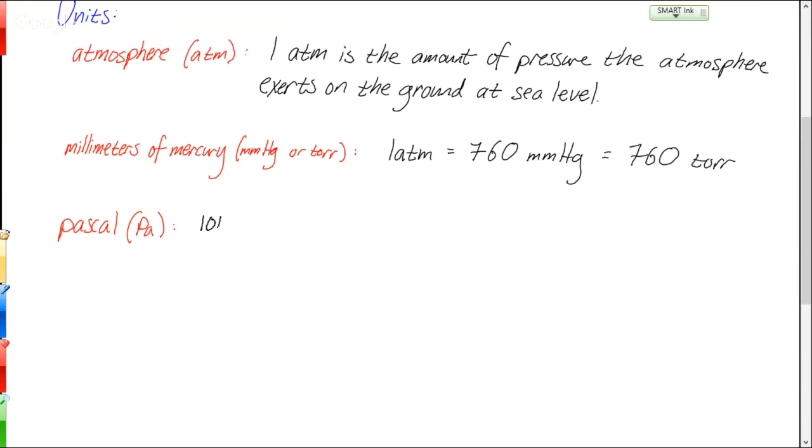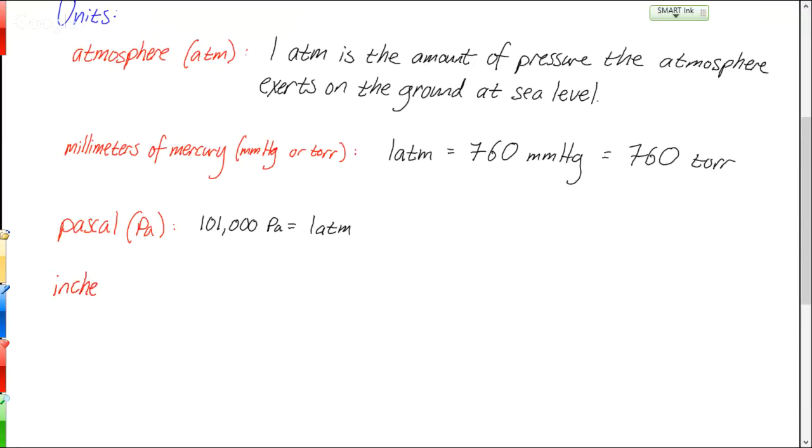Which is about 101,000 to an atmosphere. So that's used for measuring really low pressures, usually, since it's a very small unit, or very high pressures in the kilopascals. There's bar, another one that you might see sometimes, which is similar to an atmosphere.